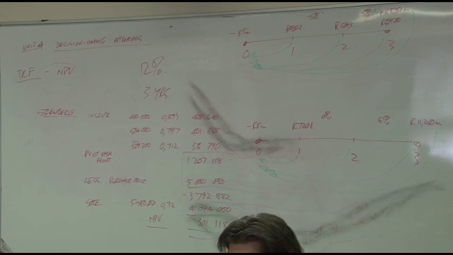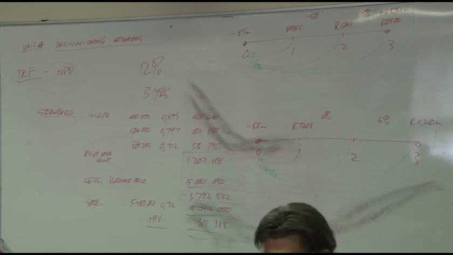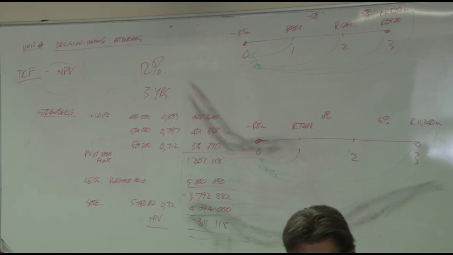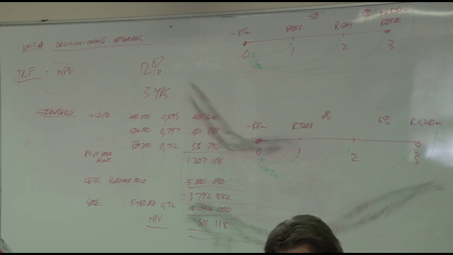Okay, the discount rates are the same as on the previous one. Oh, sorry. Yeah, it's the same. So the discount rate is 12%. So the discount factors are exactly the same. 893, 797, 712.